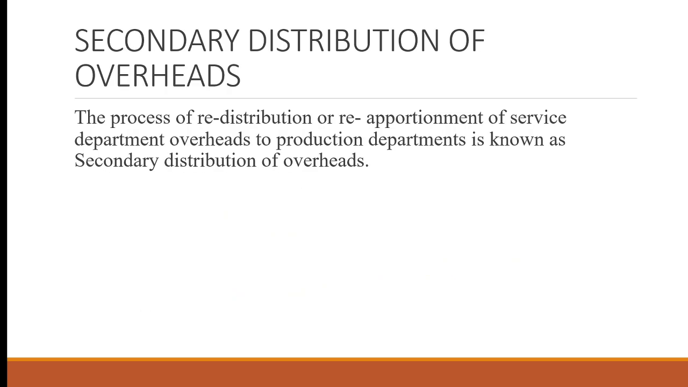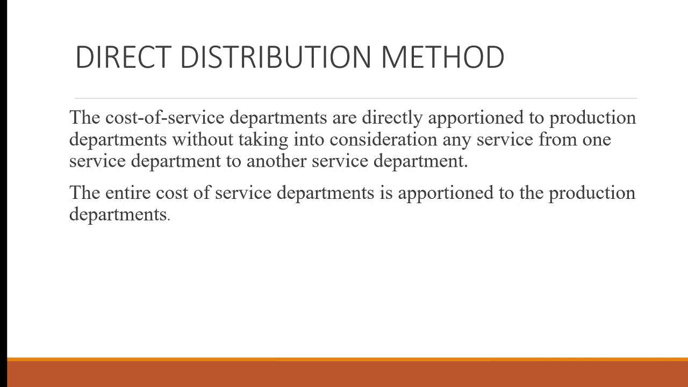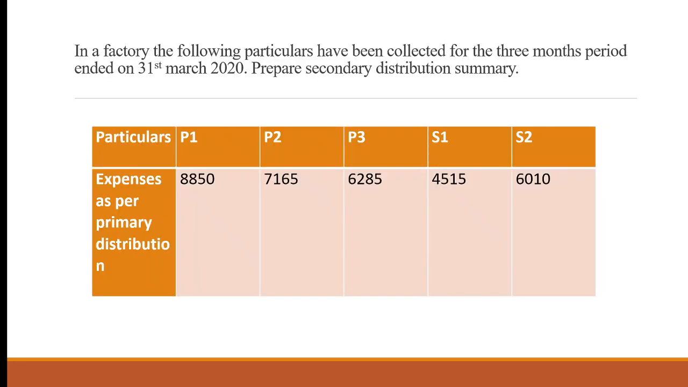Secondary distribution is the process of redistribution or reapportionment of service department overheads to production departments. The method used for secondary distribution is the direct distribution method, where the cost of the service departments are directly apportioned to different production departments without taking into consideration any service from one service department to another service department, which means the service department overhead costs are directly distributed to various production departments only, and it is not distributed to the service department.